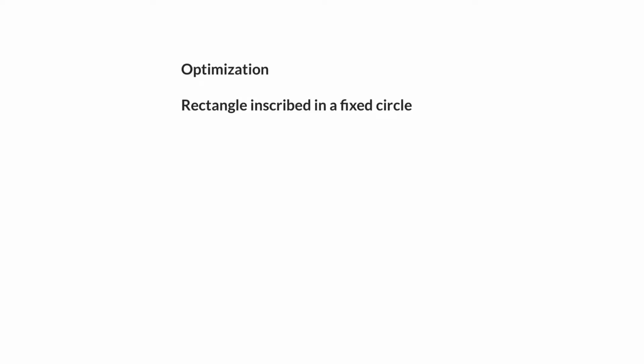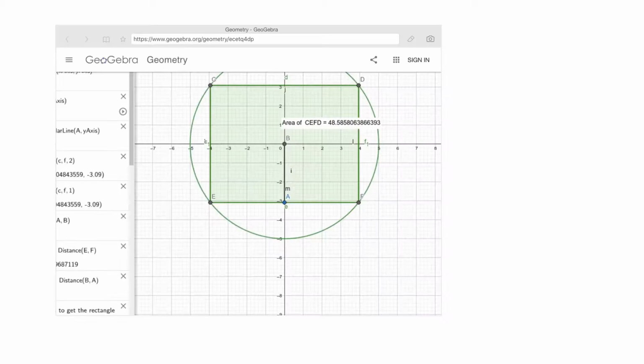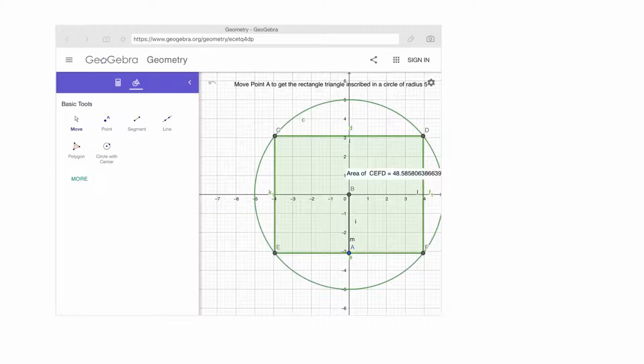So in this video, we're going to look at a specific type of optimization question where we have a rectangle inscribed in a fixed circle. Here we have a circle that has a fixed radius of 5. When I say fixed, the circle doesn't change in size. And a rectangle inscribed means that the four corners, the four vertices of the rectangle, are in contact with the circle.